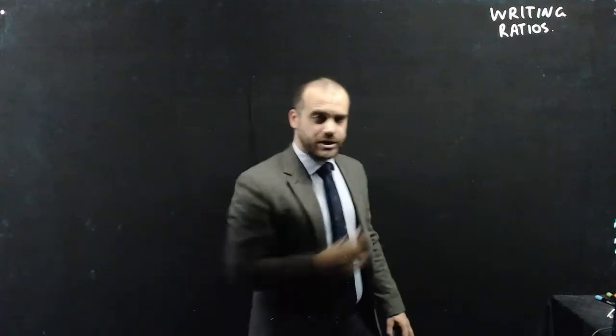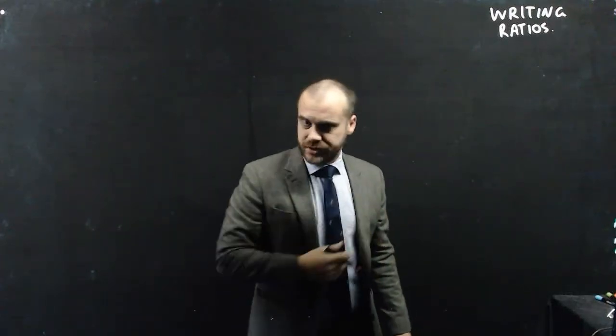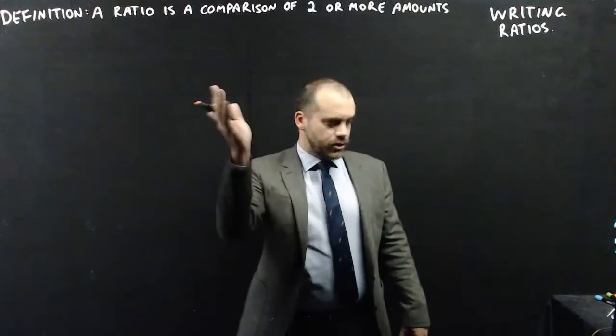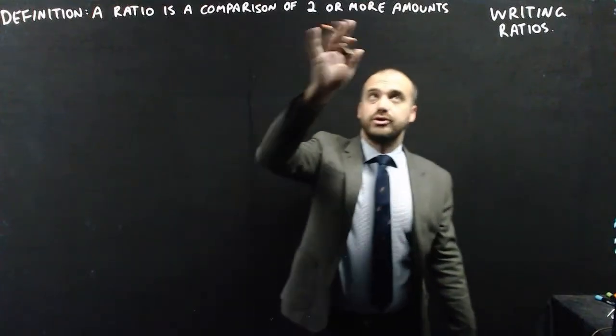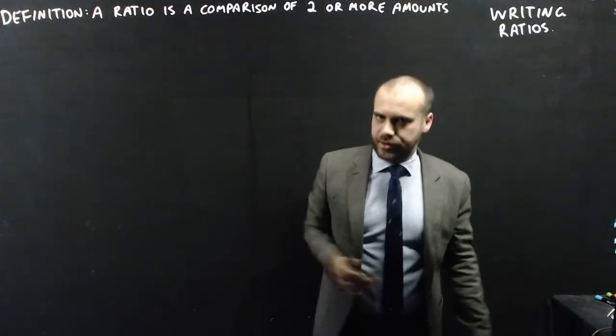So we're going to be talking about writing ratios. Now we really need to know what a ratio is first, so a definition is a good place to start. A ratio is a comparison of two or more amounts. It's a great way of comparing things.